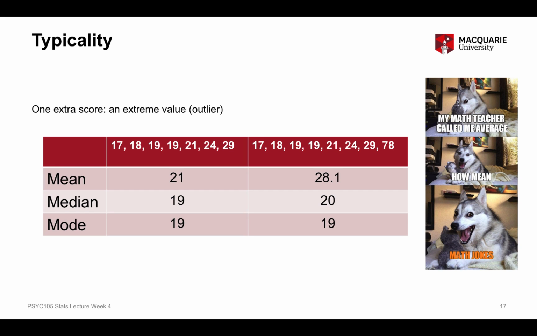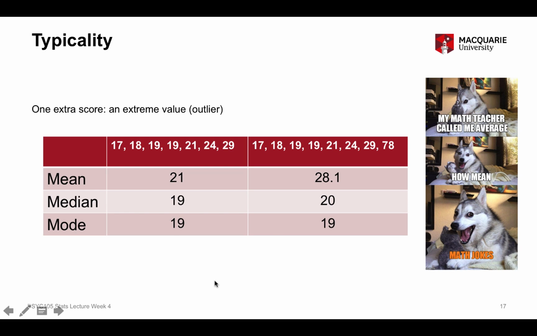The next slide is just an illustration of the idea of that outlier. So what you can see here on the left-hand column of this table, the first fat column of the table, is the same scores that we've had over the previous few slides. And you can see, just like before, we've got a mean of 21, a median of 19, and a mode of 19. What I've done in the next column is just add one more score, which is a score of 78. So all of those 7 scores are exactly the same, plus we've added 78 there.